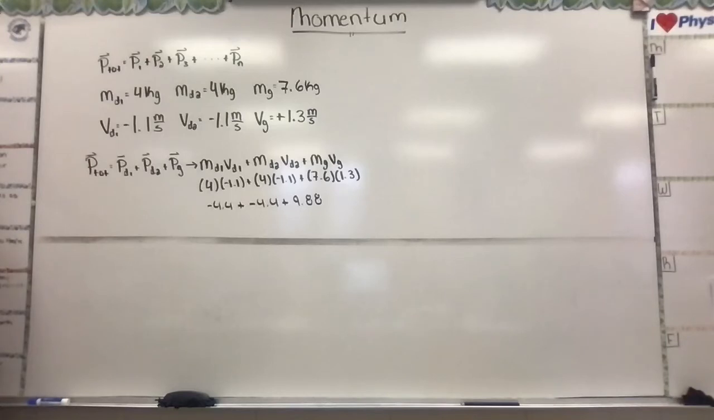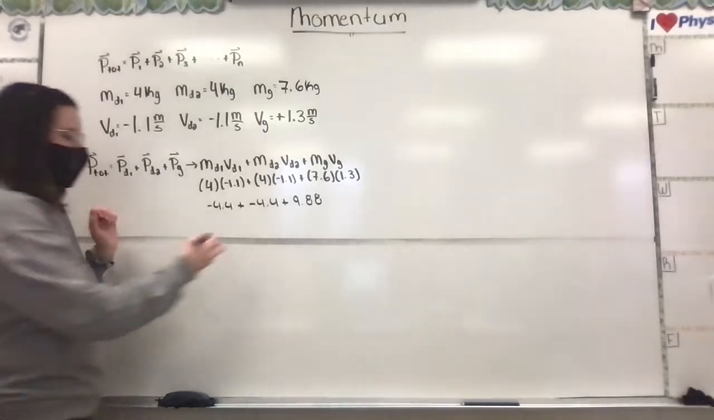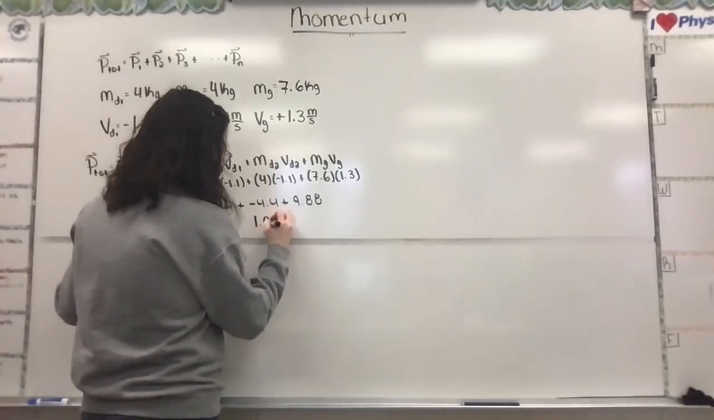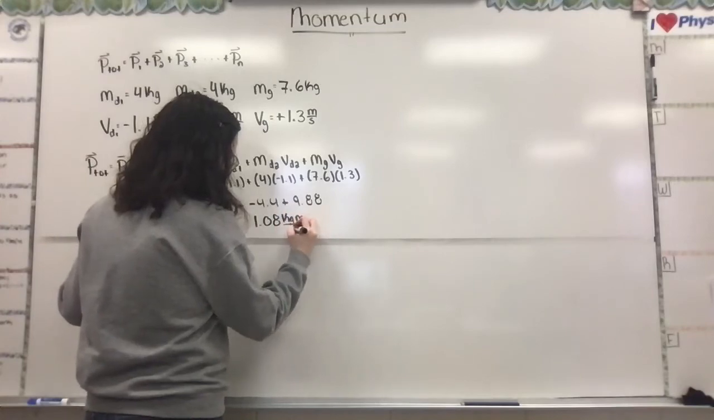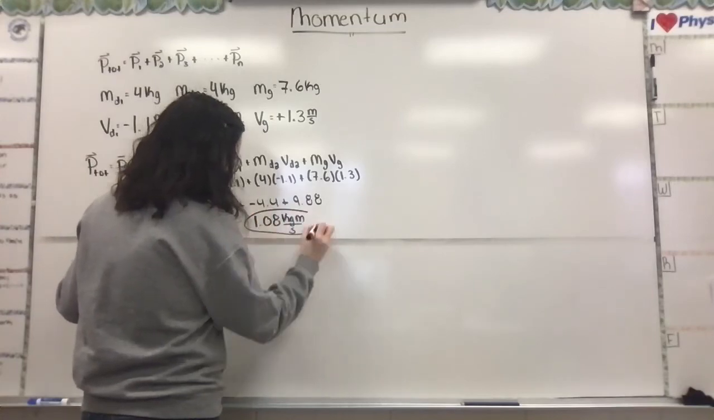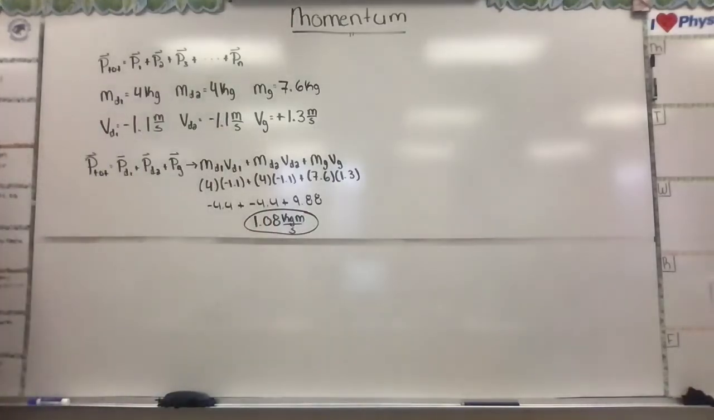Okay. So are we all in the same place? Do we understand what's happened so far? Okay, so what's our final answer? 1.08 kilogram meters over second. You got to put the over second. I did say over second. Did you really? Okay.